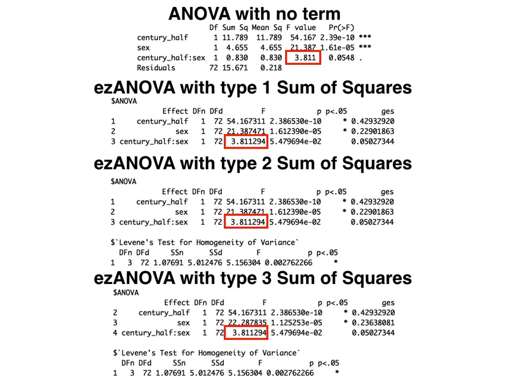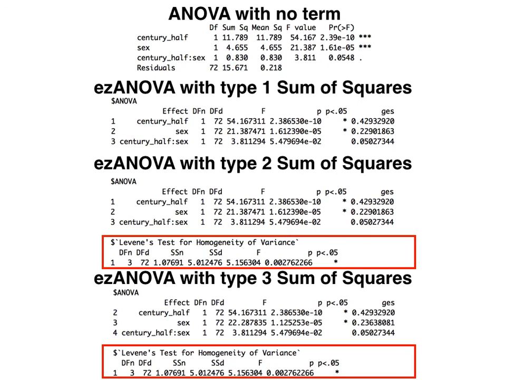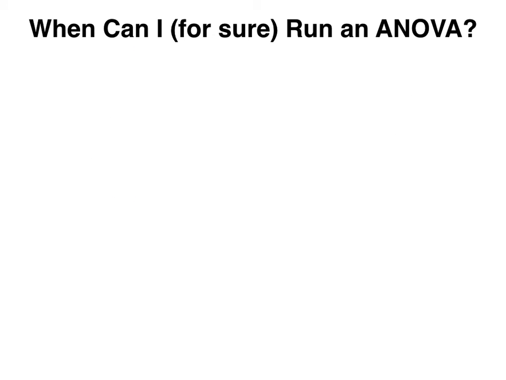You may also notice one further new thing, this test for homogeneity of variance. When you have data that is unbalanced like this, Easy ANOVA will compute a test for if your unbalanced groups have the same variance. If the test is significant, it is doubtful that the two groups are drawn from populations with the same variance. Okay, so given all of this, when can I for sure run ANOVA?